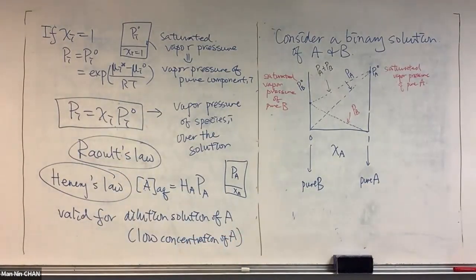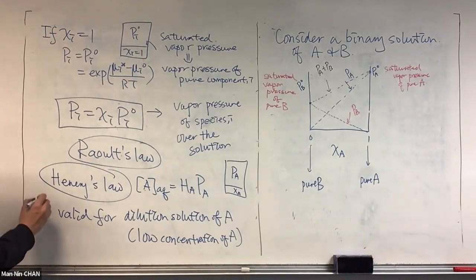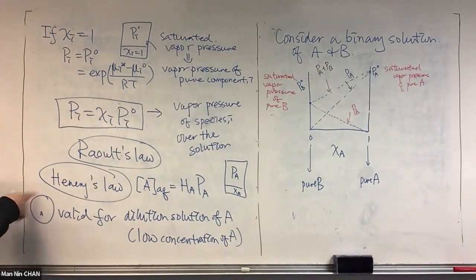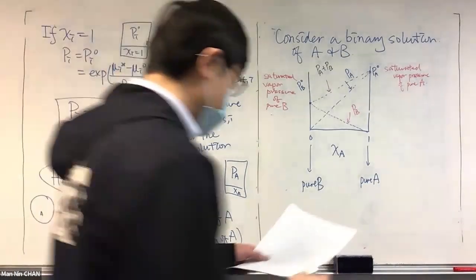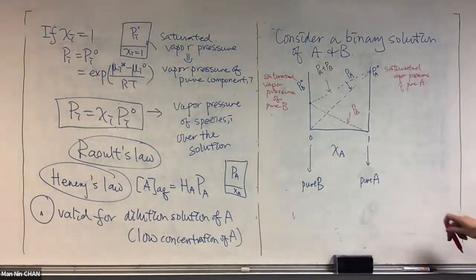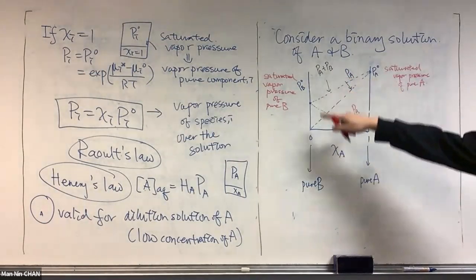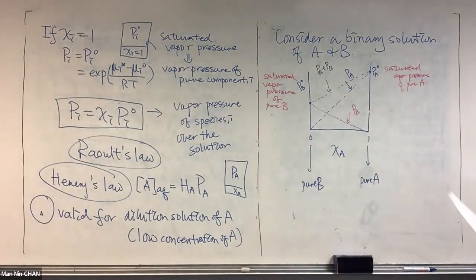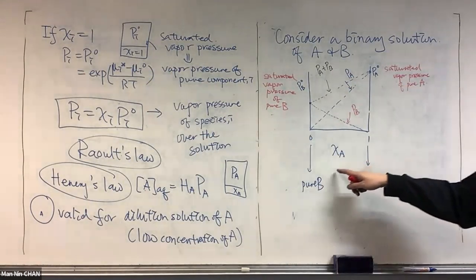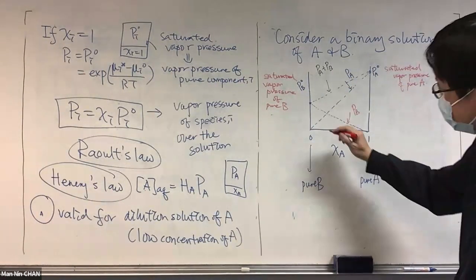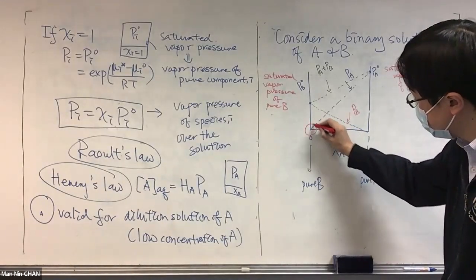If you remember, when we used Henry's law, we applied it to the cloud droplet. When you have a cloud droplet, most of the time you have water, and the concentration of A is very dilute, so low concentration, you can use Henry's law. Therefore, if you want to predict the vapor pressure in this graph, you can use Henry's law only when the solute concentration of A is low. So you can apply Henry's law in this region.